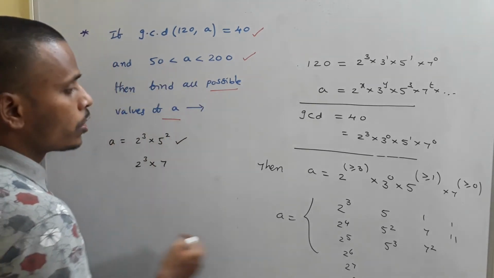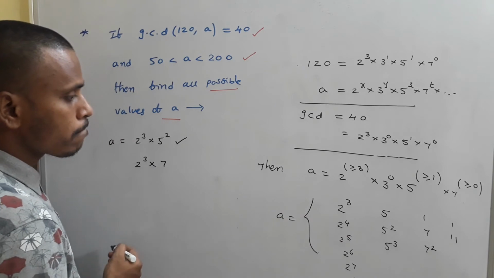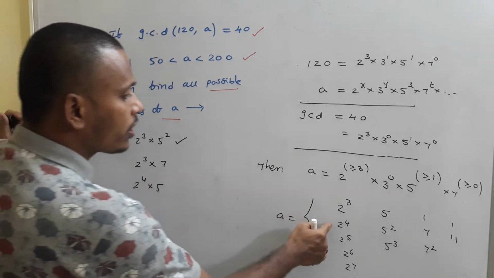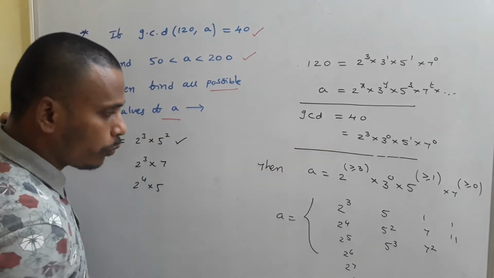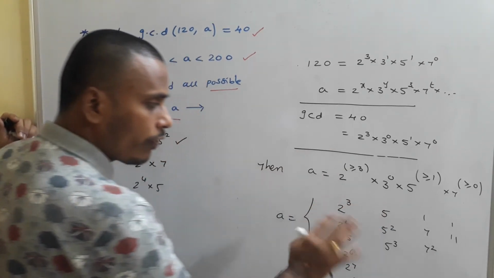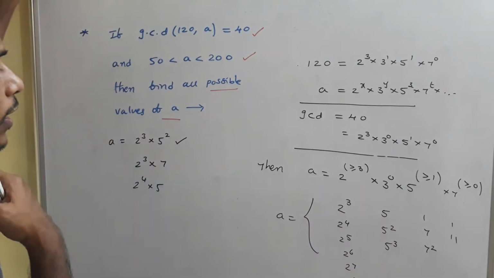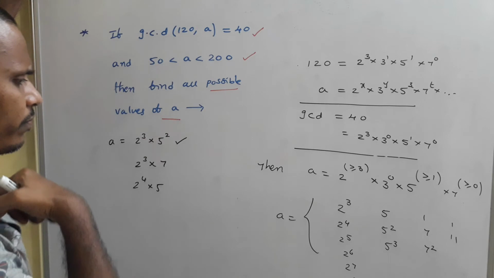Next, 2 power 4 into 5. 16 fives is 80 into 1, which is possible. 16 into 25 is not possible. 16 into 5 into 7, if you say, what will you get? 16 sevens.